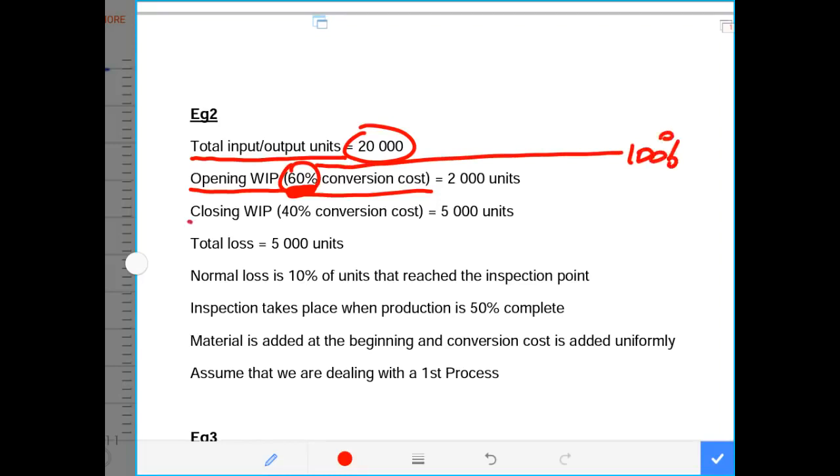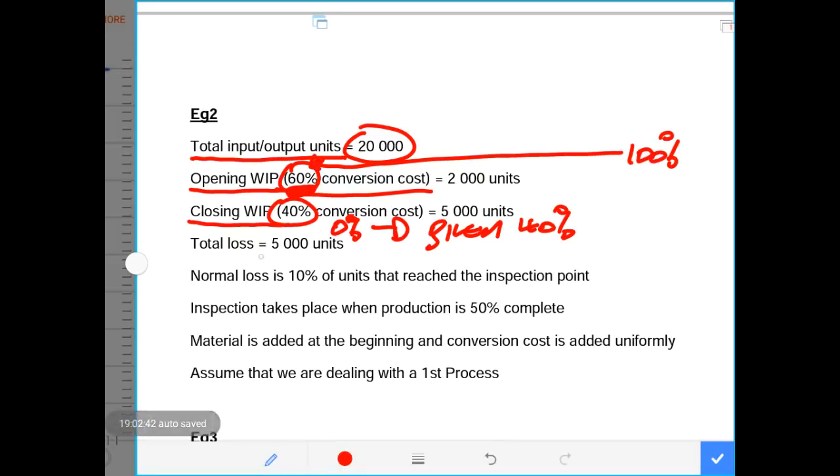Then we are given closing stock, which is 40% in terms of conversion cost. So we know that closing stock moves from 0% to a given percent. That means in this case from 0% to 40%, because the given percent is 40%. And opening, we said, moves from a given percent, which is 60%, up to 100%. Have that in mind whenever you are dealing with the losses.